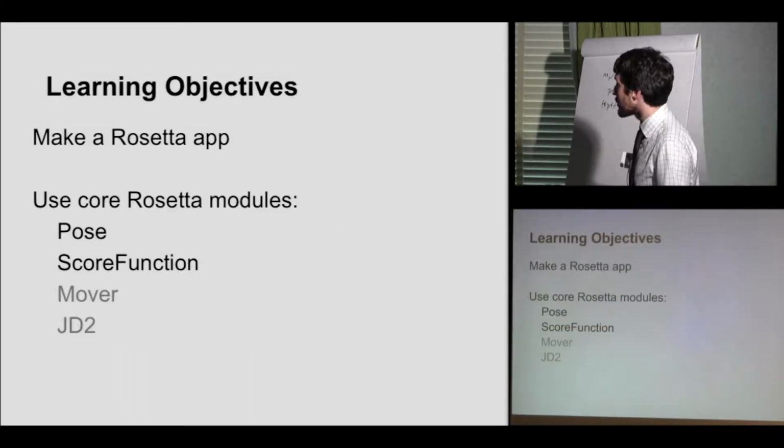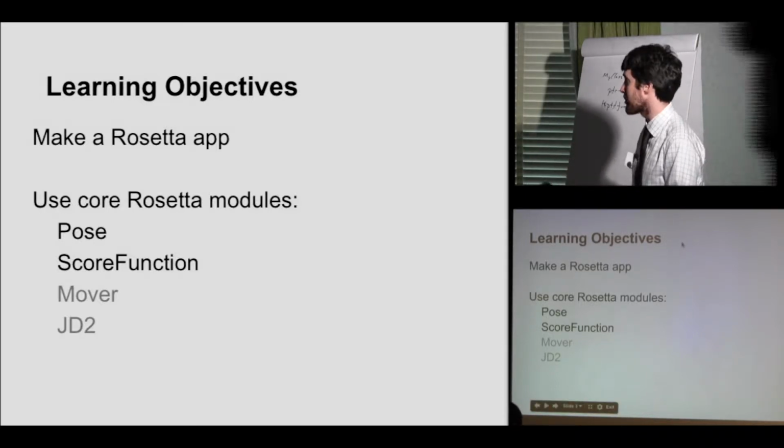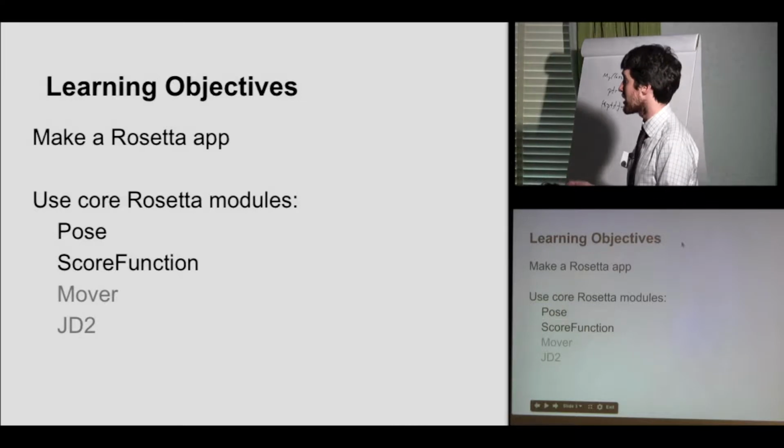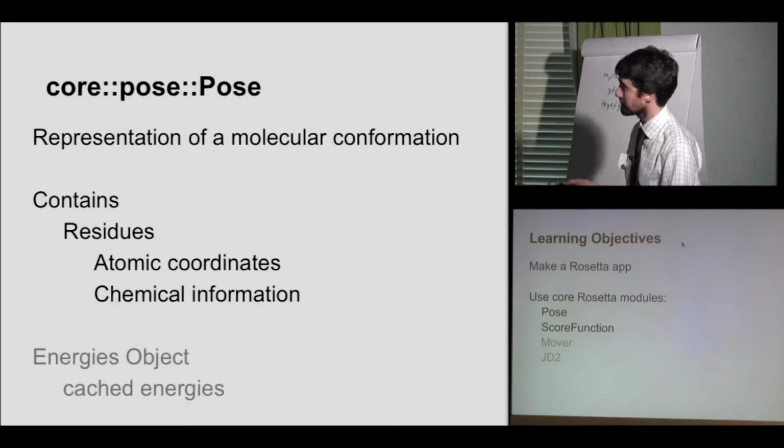OK, so in order to do this, I'm going to tell you about some of the core modules that are used almost every time you want to make an application in Rosetta. It's a pose and a score function, and in order to do this, we're going to work with movers and the job distributor. I'm going to tell you just a little bit about movers and the job distributor, but we're going to have lectures later in the week where we'll get into more details about how the movers can be used in different ways, and the job distributor as well.